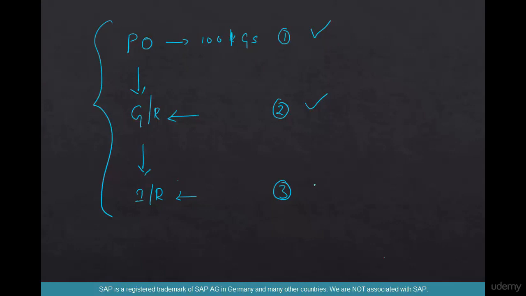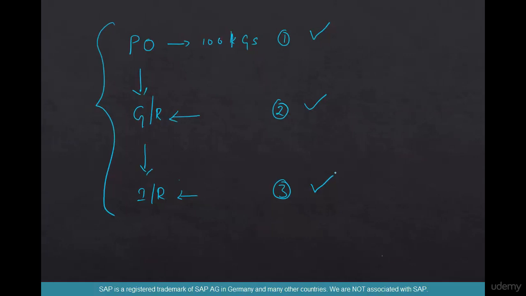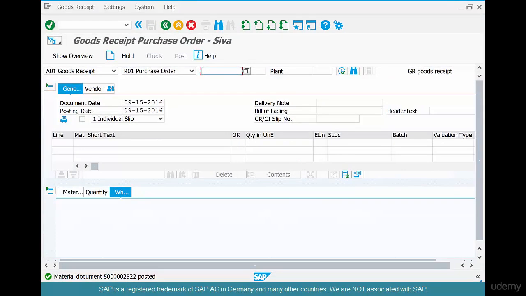Now we are going to do step number 3, which is receiving the invoice. So we have raised a purchase order, received the goods, and after some time, of course, we got to pay. And to pay, we have to receive the invoice. So the vendor is now going to send the invoice. And we're going to receive it into the system. How do you do that? Miro.